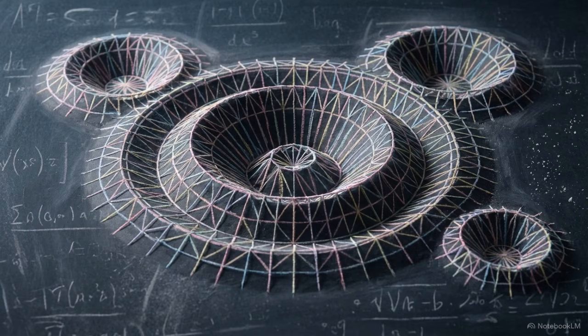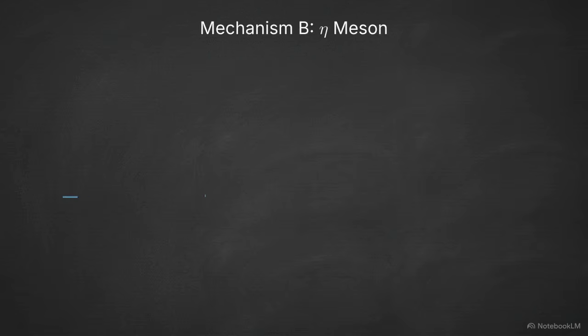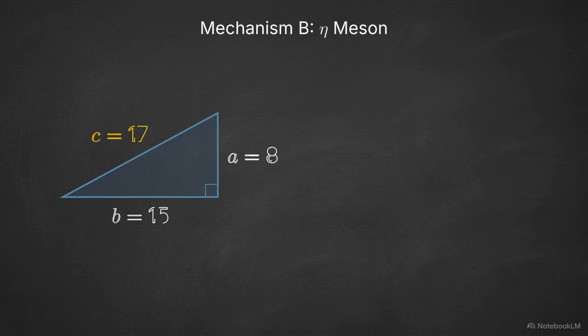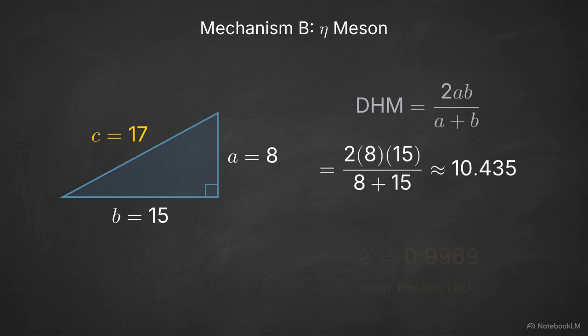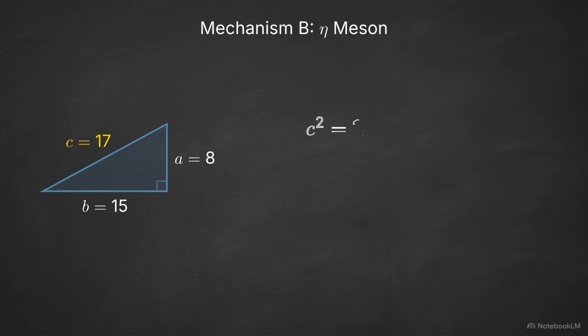Mechanism B operates in stark contrast to the sweeping family laws of mechanism A. The eta meson seed relies on a highly localized mathematical anomaly. The eta meson utilizes the DHM mean of a single specific triangle, the 8, 15, 17 Pythagorean triple. This calculation yields an incredibly high ZDV proximity of 0.9969, placing it near a perfect vertex.